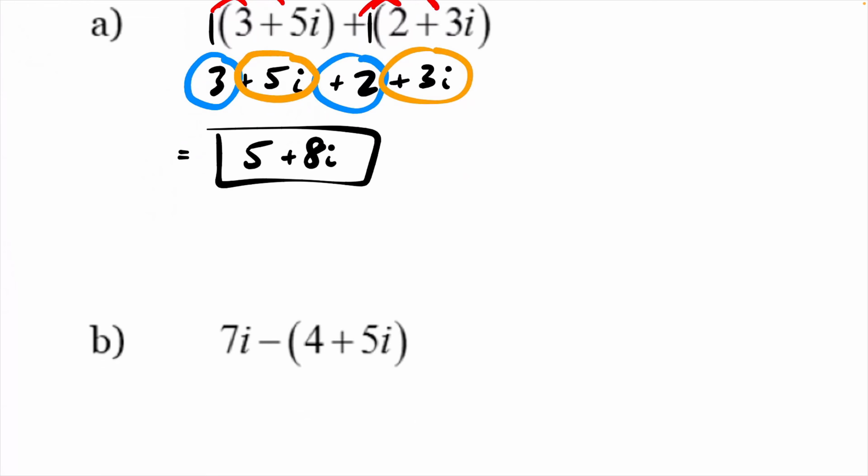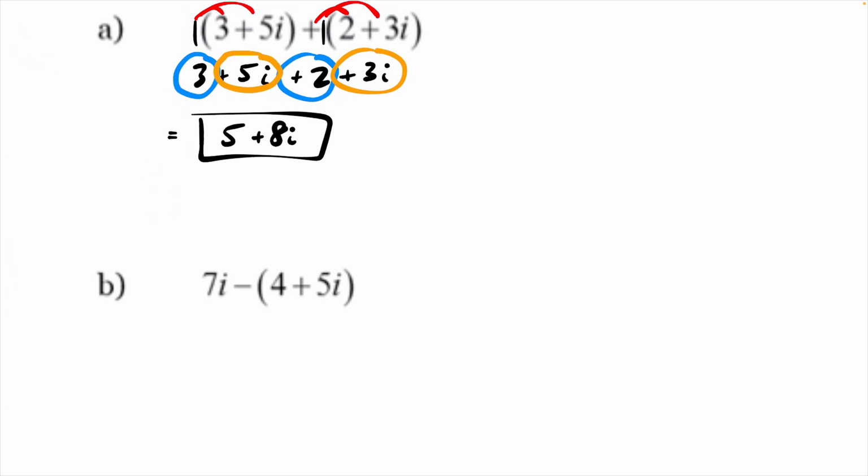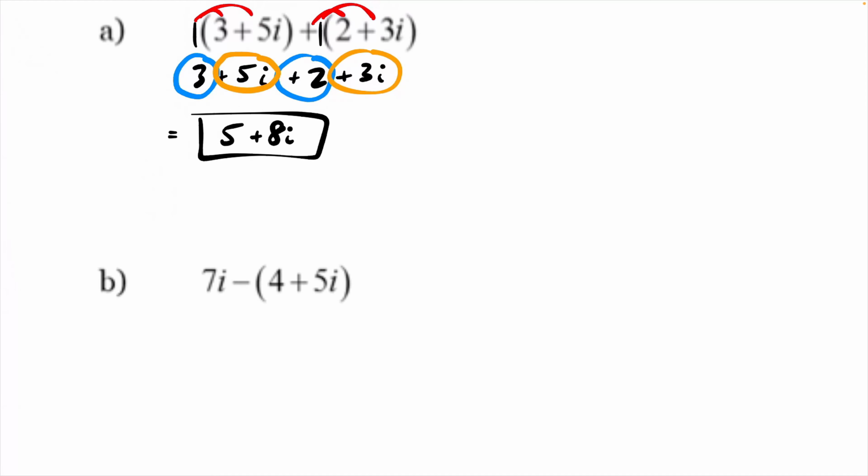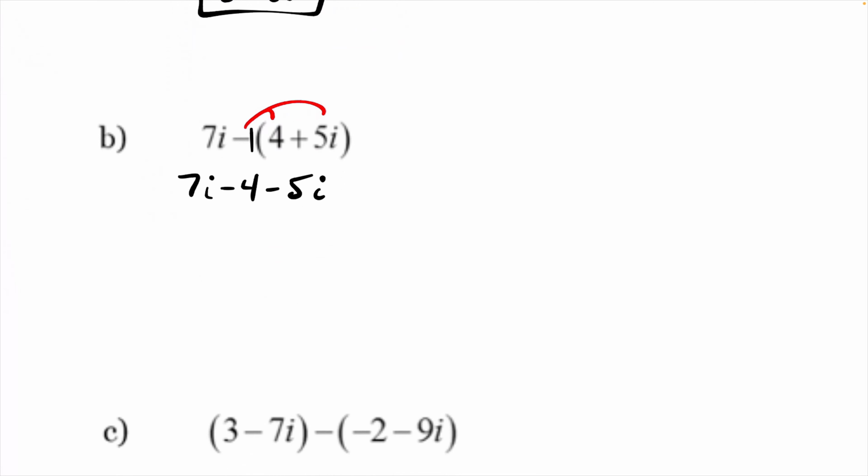B, what do you think I'm going to do for B? Just rewrite it, right? There's a -1 in front. Distribute the -1. Combine real first. -4, there's nothing to combine it with, so it's just -4. Now the i's. 7i minus 5i is positive 2i.